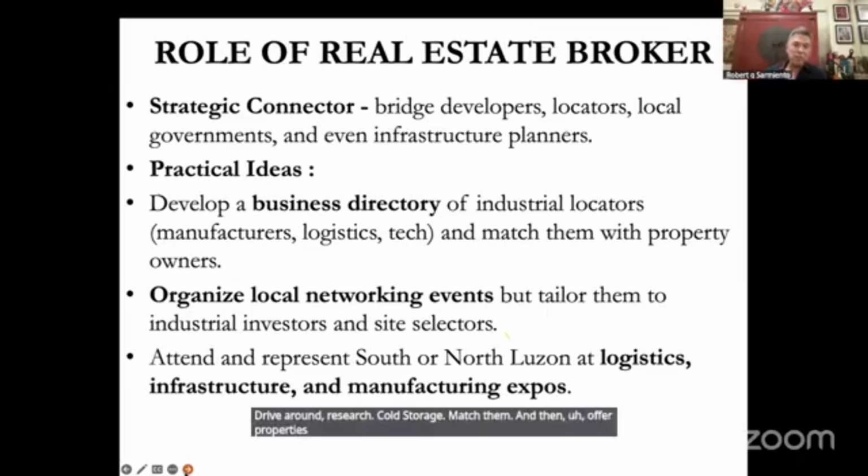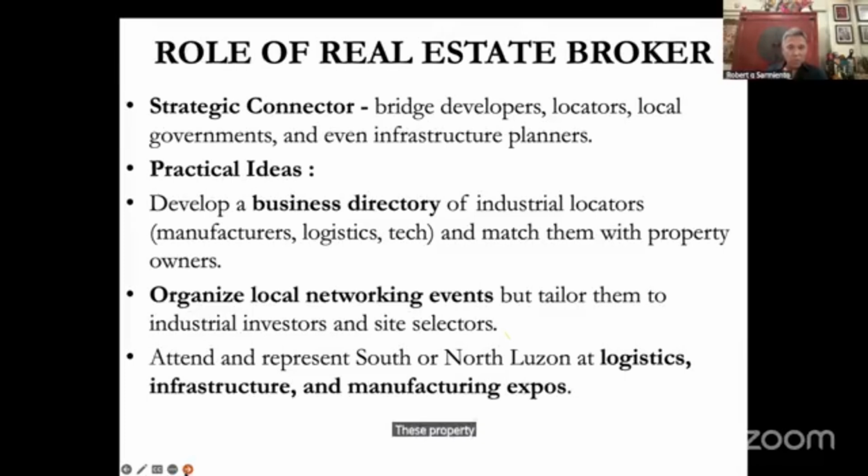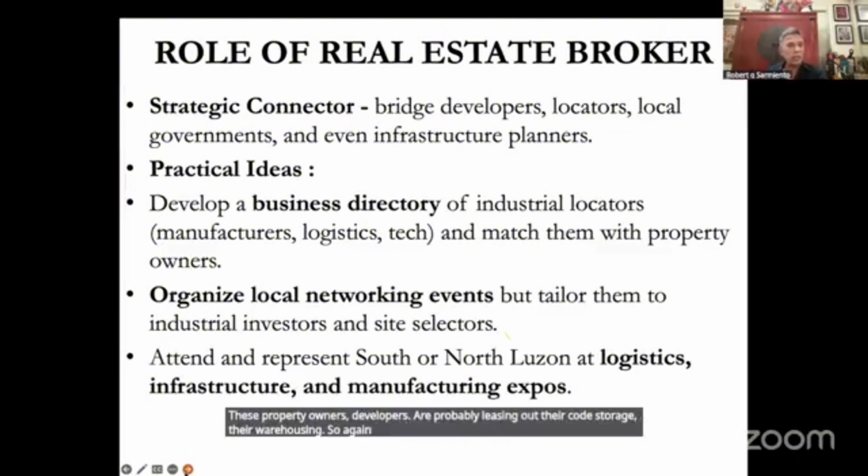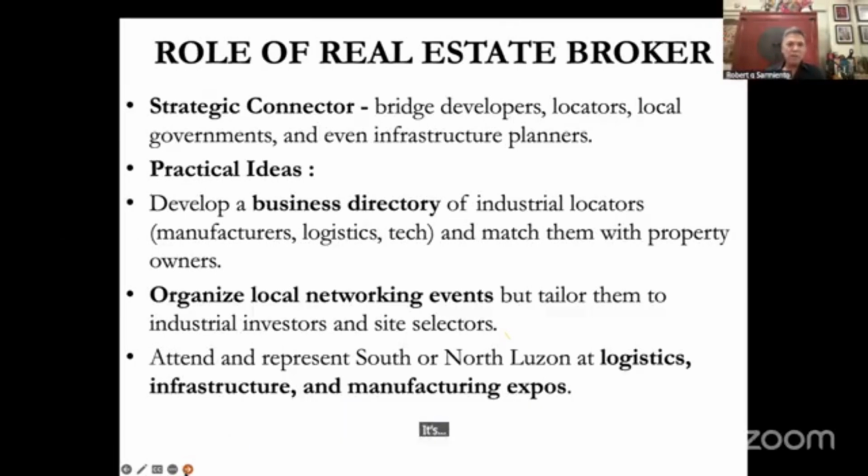They're probably this property owners, developers are probably leasing out their cold storage, their warehousing. So again, it's opportunity. Get out of, not even get out, but branch out into other sectors. Don't limit yourself to the residential because there's more than enough for everyone to transact in this business.